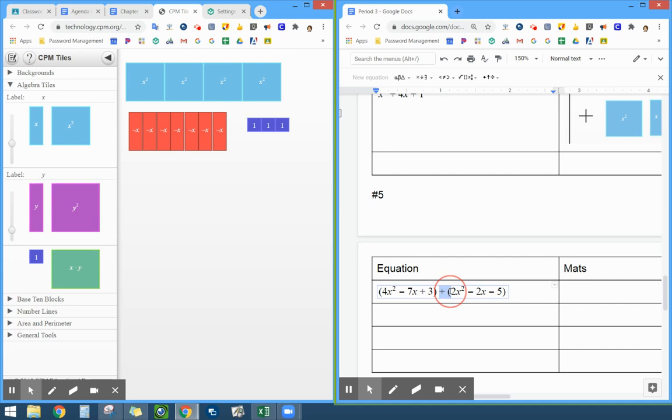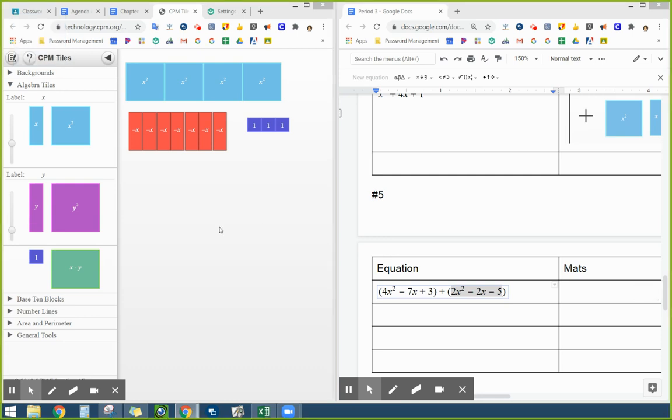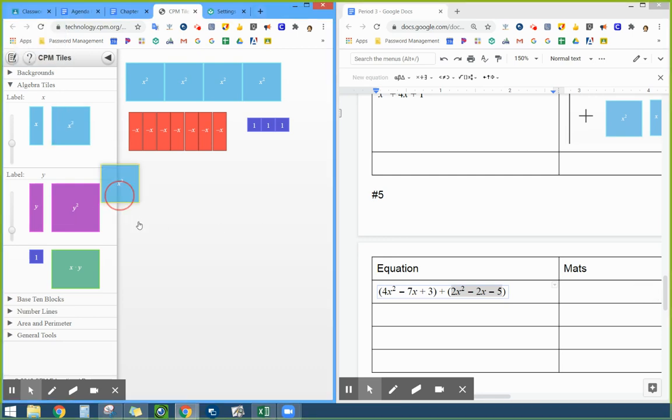Since we're on the same side of the mat and not the opposite side, we are now going to put positive 2x squared, negative 2x, and negative 5 ones. So here we have our positive 2x squared. We have our negative 2x and negative 5 ones.